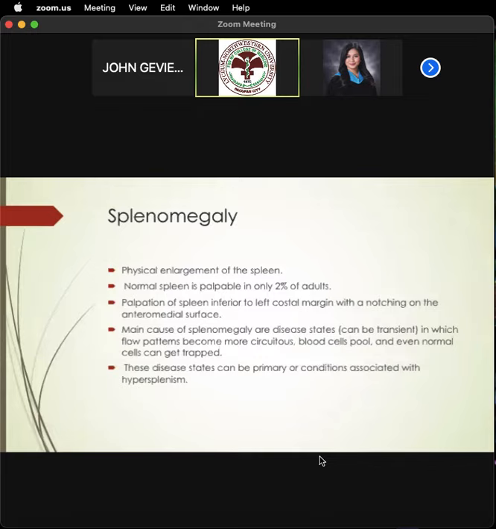The main causes of splenomegaly are disease states that can be transient. These disease states can be primary or conditions associated with hypersplenism. So don't be confused between splenomegaly and hypersplenism, okay, they are not interchangeable. They are not the same, because hypersplenism is only one cause of splenomegaly, and it refers to the increased destruction of blood cells by the spleen. So splenomegaly alone is not an indication for splenectomy. Many conditions that cause splenomegaly are benign and non-surgical.